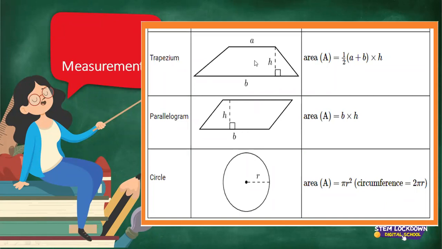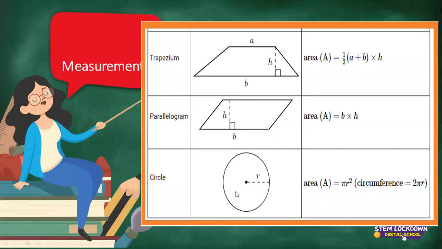So in a trapezium again, we calculate the area as half multiplied by the sum of the two parallel sides, A plus B, times H. This is the formula for finding the area of a trapezium: half bracket A plus B times H. And for a parallelogram, it is base times height.